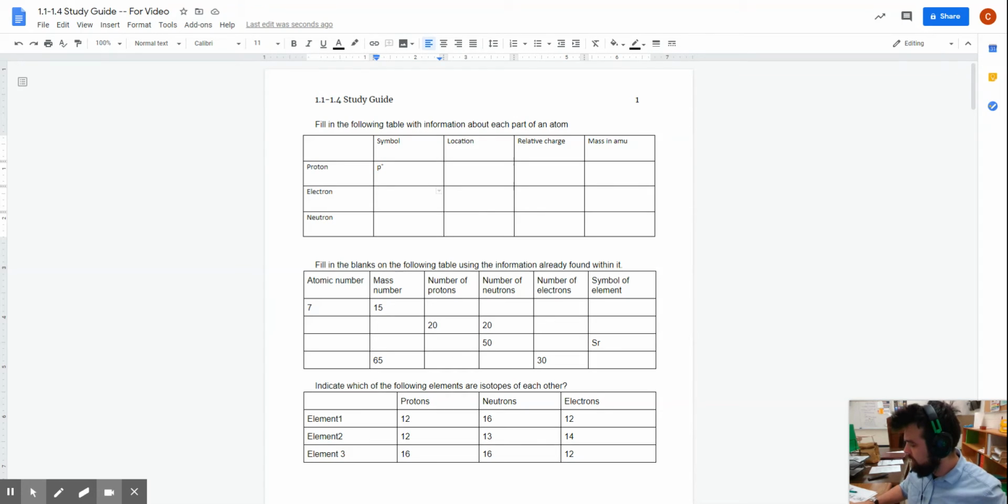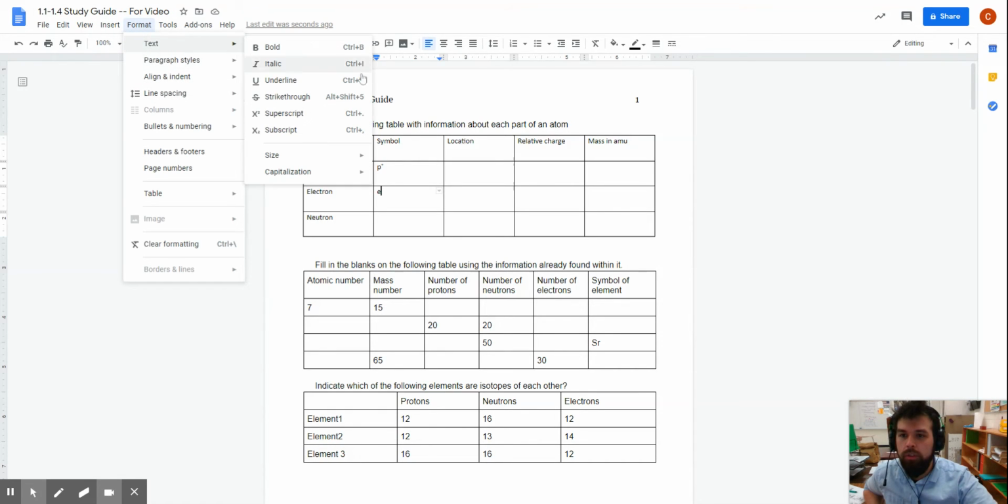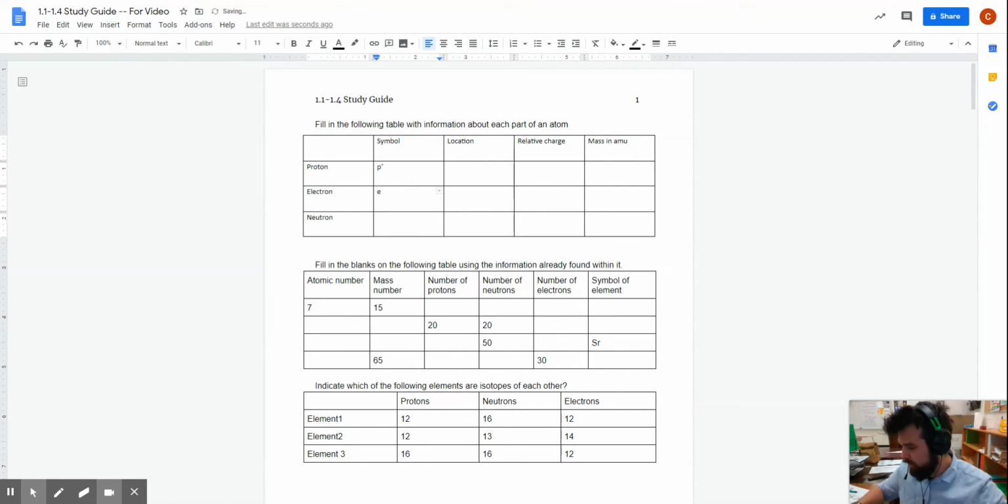Likewise for electron, do a little lowercase e for electron, and then I can do the same thing. Text, superscript. Ooh, what's this? Control and then period. Let's try the shortcut. Let's try hitting control period for a neutron. Neutrons are n and then control period. And it has a little o at the top for neutral. So the symbol for a proton is p plus, an electron is e negative, and for a neutron it is n with a little zero, like a degree symbol.